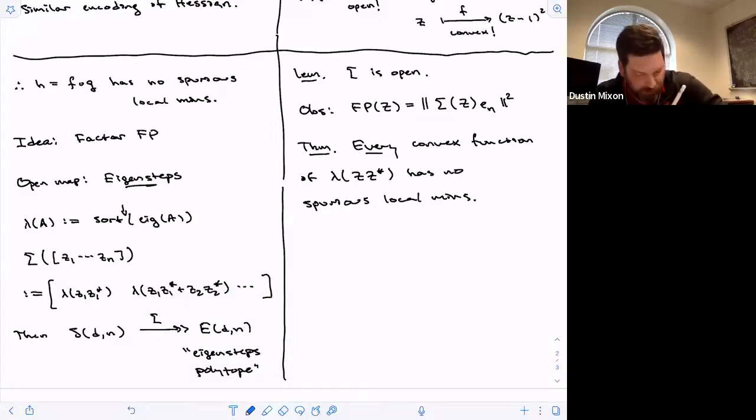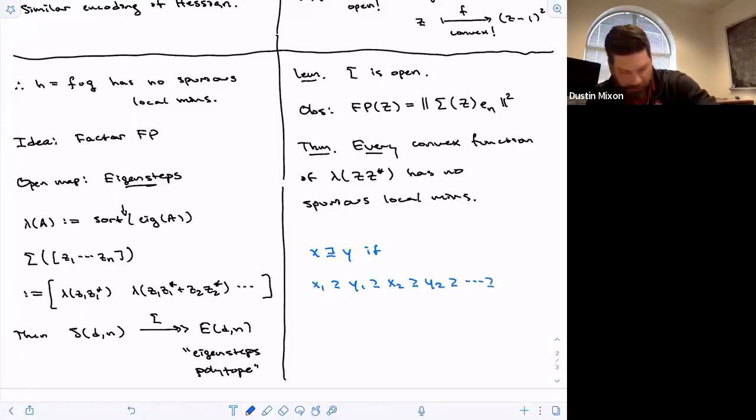So there's this notion of interlacing. We say that X interlaces Y if the first entry of X is bigger than the first entry of Y, bigger than the second entry of X, bigger than the second entry of Y, all the way down to the last entry of X and the last entry of Y. It turns out that if you have a positive semi-definite matrix A and you look at its rank 1 update, the eigenvalues will interlace those of the original. This comes from Cauchy interlacing.